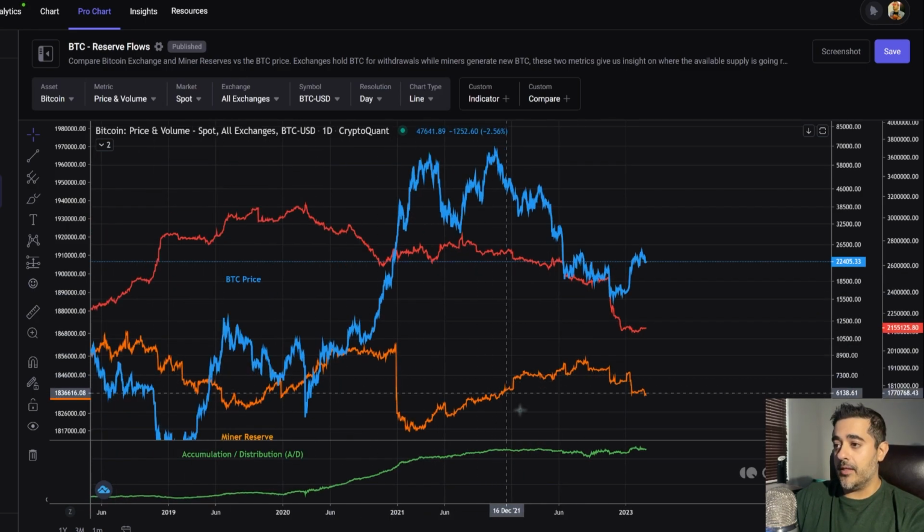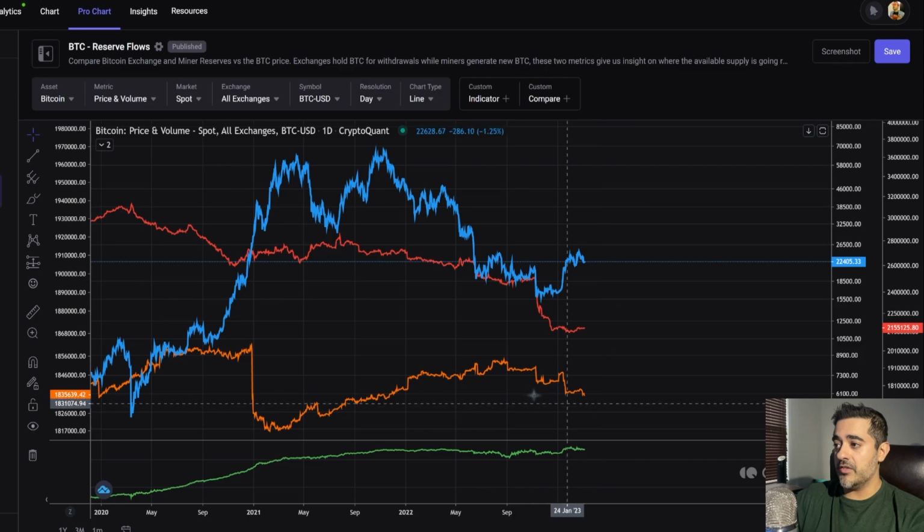Now we come down and we look at the miner reserve in orange. And what you will see is that there has been some miner capitulation.